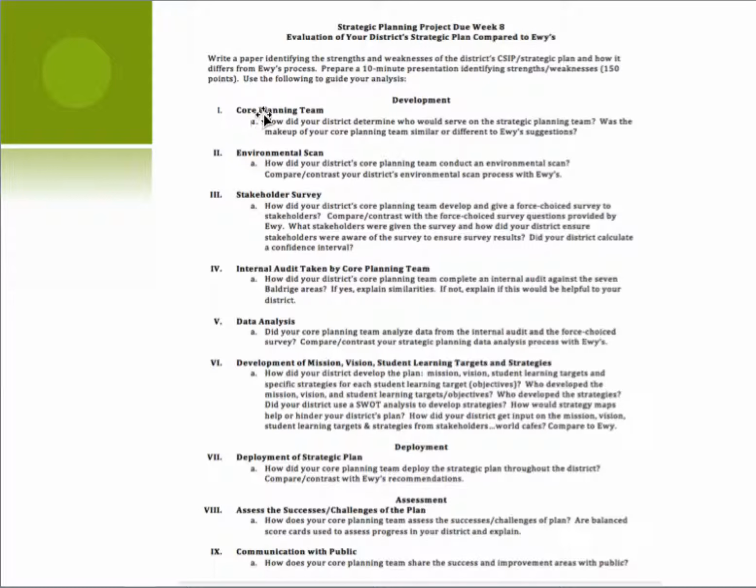The first section is the core planning team, and there's a couple of guiding questions to help you think about the core planning team in terms of analyzing the strengths and weaknesses for this particular section. All of these guiding questions are simply that. They're guiding questions. They're not meant to be exactly addressed in your paper, but just to stimulate your thinking about each of the sections. So in your district, how did your district determine who would serve on the planning team? And was the makeup of that core planning team similar to UE's recommendations, where he recommended that it just be board members and the senior executive team or central administration staff? So how does that differ from your district's process?